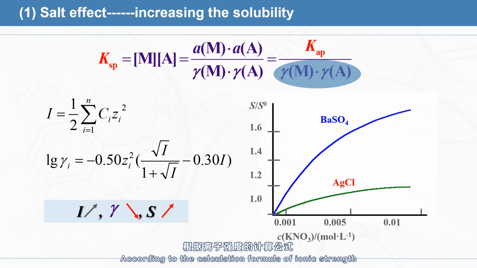According to the calculation formula of ionic strength, we know that the higher charge number of crystal ion, the greater ionic strength is, and the smaller its activity coefficient is. So the salt effect becomes more serious. Hence, it can be understood why the growth rate of the solubility of barium sulfate is bigger than that of silver chloride in the diagram.